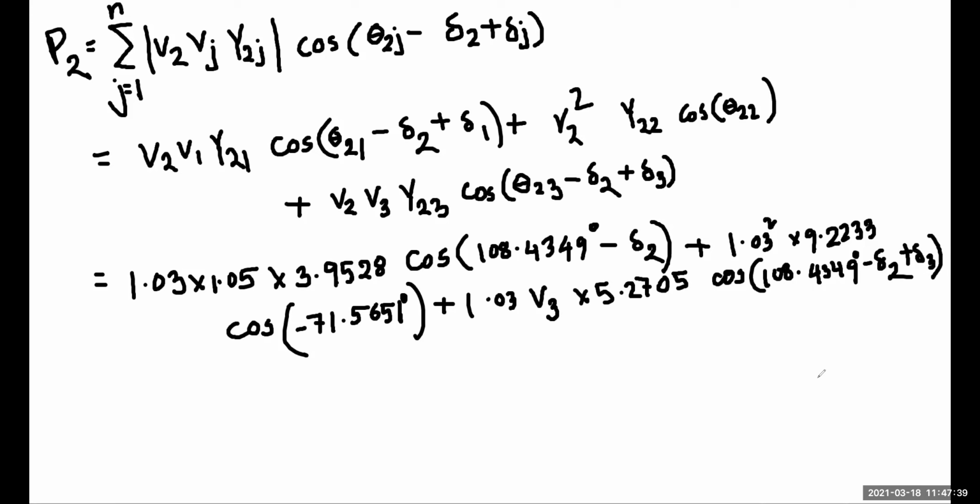Like this, okay? Now, you can make them a bit simplified, obviously. So we are going to do that. 1.03 into 1.05 into 3.9528. The value is 4.275. And you have your cos of this one minus delta 2. Delta 2 is not known, so we'll keep it like this.